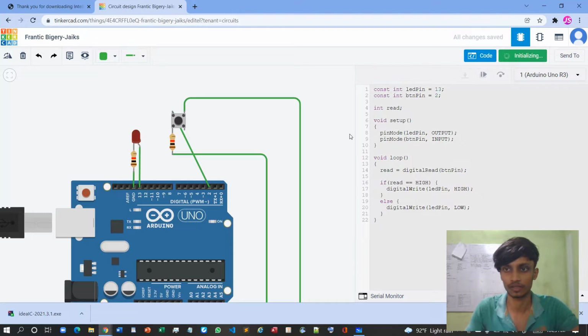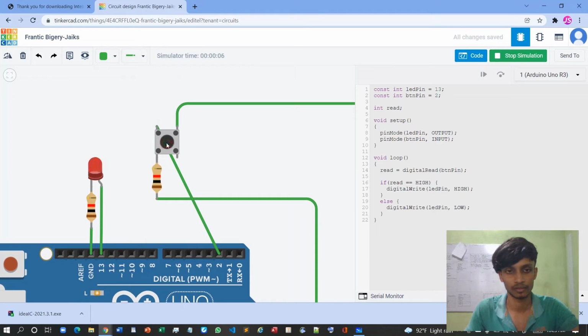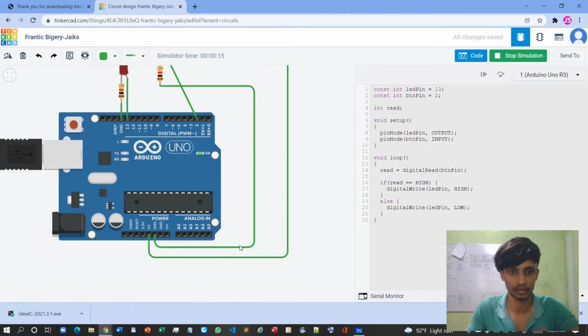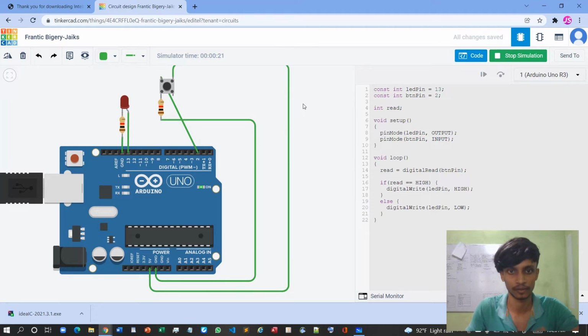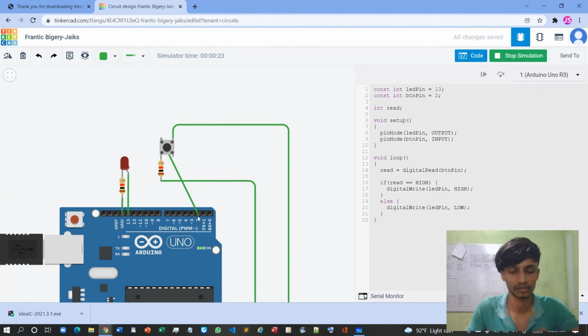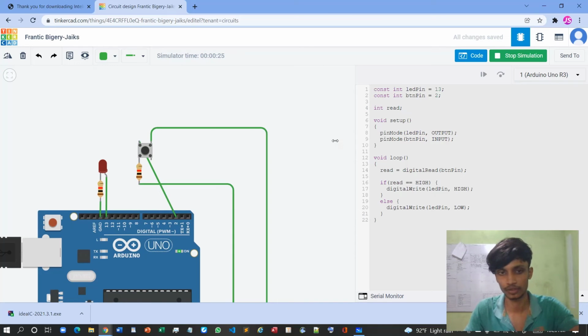Right? So let's start the simulation. Okay, so initially the LED is off, and whenever I push the button, the LED will be turned on. Because we have used a pull down resistor, initially this D2 is pulled down to the ground like this. Then whenever I press the button, the ground will be ignored and it will consider this 5 voltage input like this. So that's how we toggle an LED using a pull down resistor. Yeah, thank you.